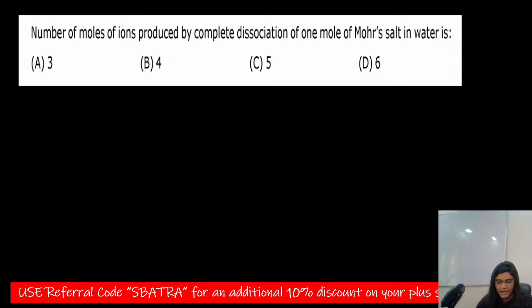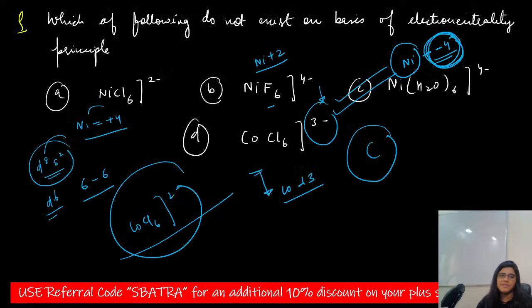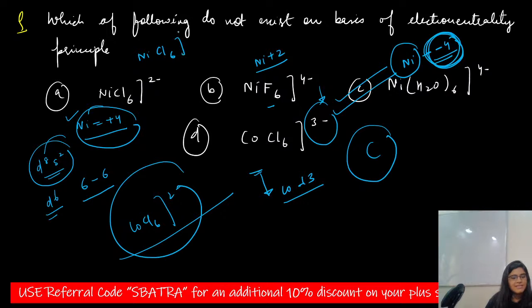But ma'am, nickel has 6 bonds. Nickel can form 6 bonds. Here in this particular case, nickel is in +4 oxidation state. Yes, and in +2 oxidation state, see, if this compound were NiCl6 4-, let's suppose this is your compound.